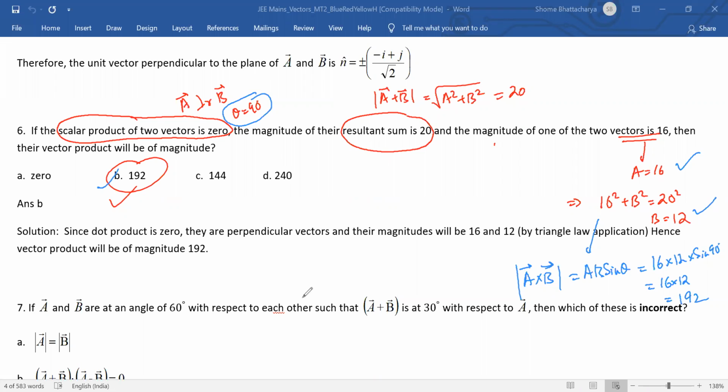Okay. Now this question, the next one, you can actually relate directly with the property of the rhombus. If the angle between two vectors theta is equal to 60 degrees and the angle of A plus B with respect to A is alpha, then that alpha happens to be theta by 2. So that means your parallelogram is a rhombus, because the diagonal is bisecting the angle. So diagonal is angular bisector.